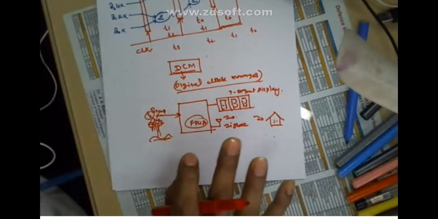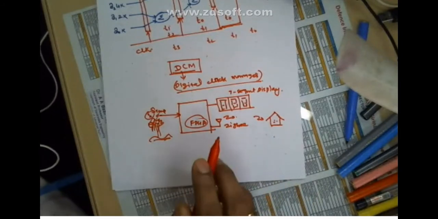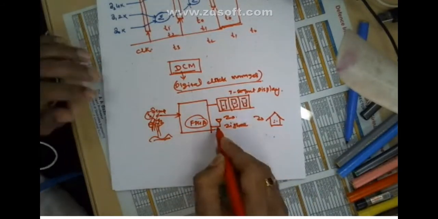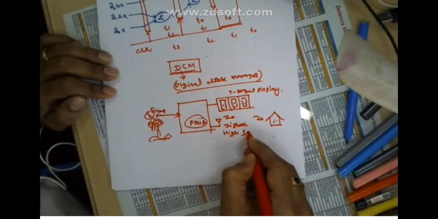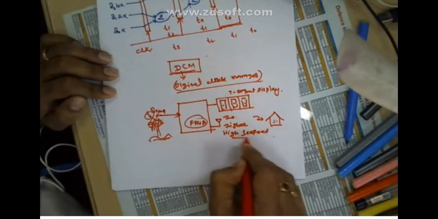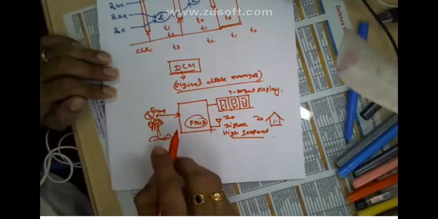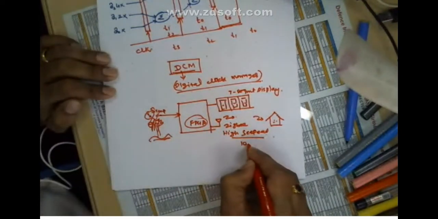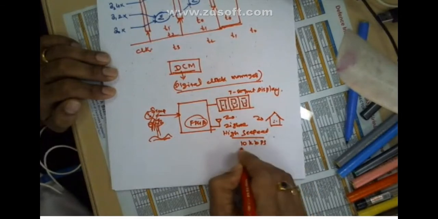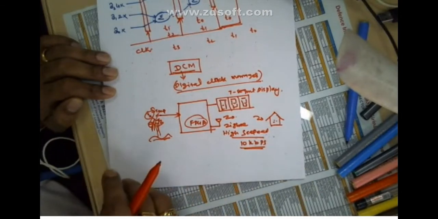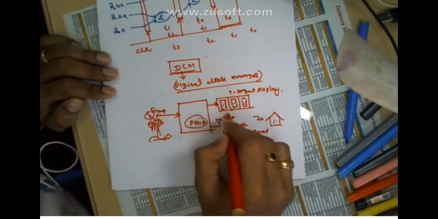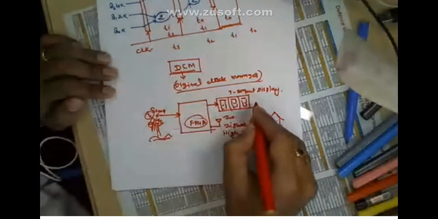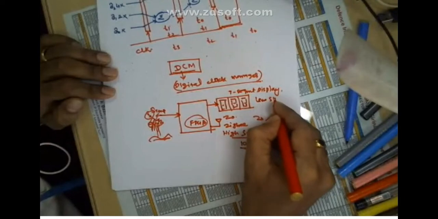Now two things are there. One is that the transmission should be at a high speed. For example, 10 kilobits per second. But the 7-segment display should be at a low speed.